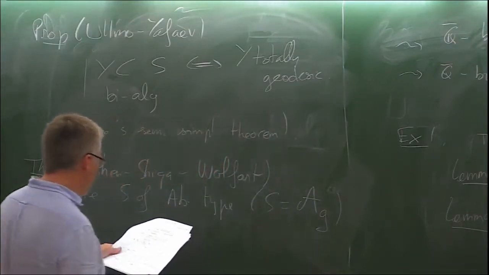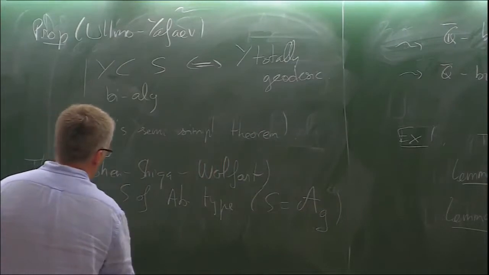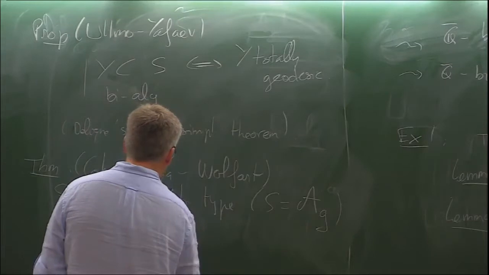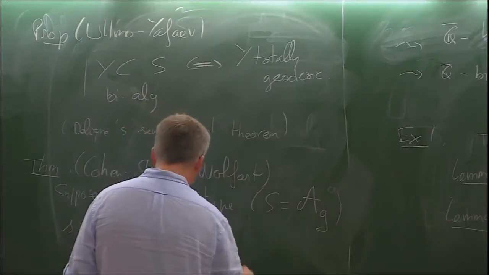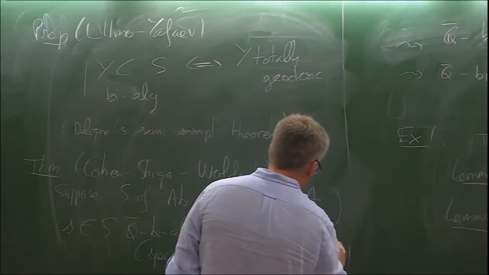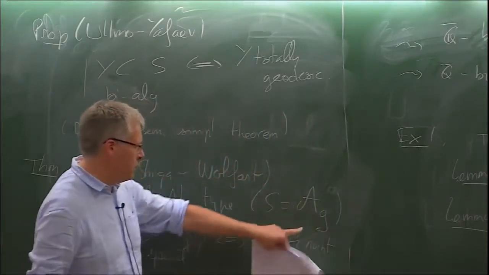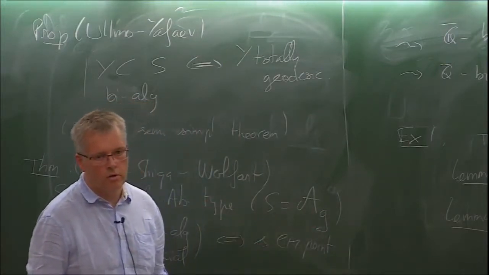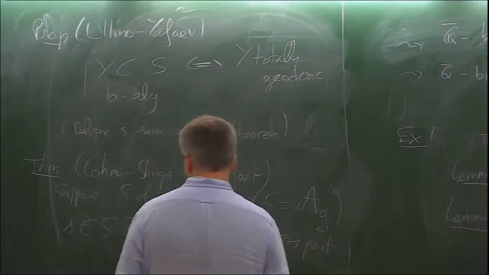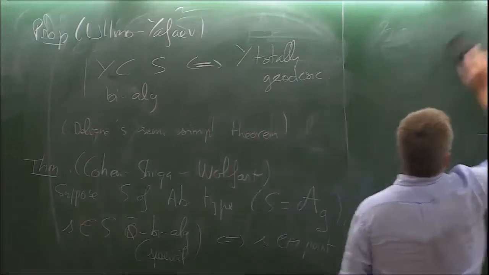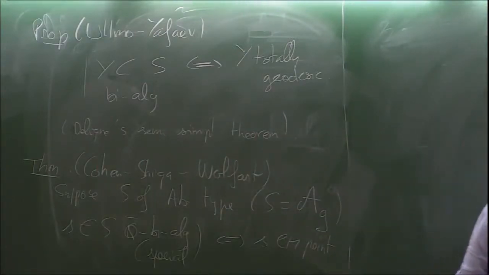Suppose that S is of abelian type, then a point is Q-bar bialgebraic or special if and only if this is a CM point. By this, I mean in the case of A_g that the abelian variety corresponding to that point is a CM abelian variety with complex multiplication. So let me just give, of course, this is a generalization of the very classical case of modular curves.